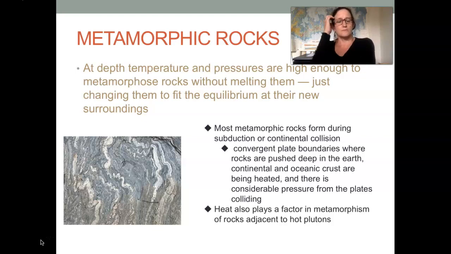fluids. So most metamorphic rocks, looking at the text below, are going to form at convergent plate boundaries where there is subduction of oceanic crust or where two continents collide. That's going to make metamorphic rocks. Convergent plate boundaries are going to push rocks deep into the earth. They're going to squeeze rocks, and so they get heated and they get pressure.